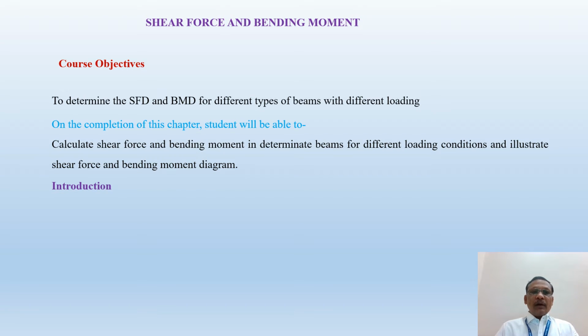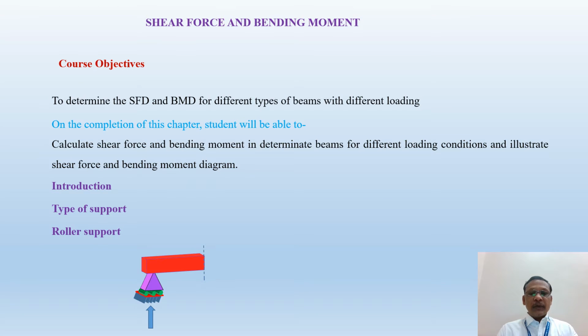Introduction. While we discuss the shear force and bending moment diagram, we require some basic concepts. We have learned in first year engineering mechanics the types of supports. There are three types of supports normally found. The first one is a roller support. A beam is supported over a triangle with a circular base which is fixed. So it is nothing but a roller support.